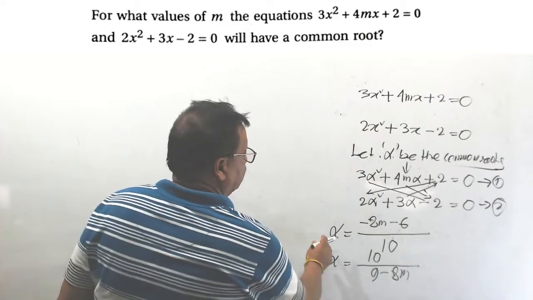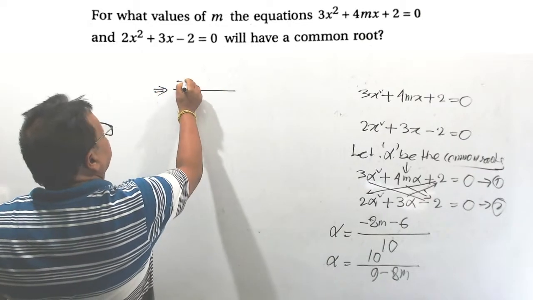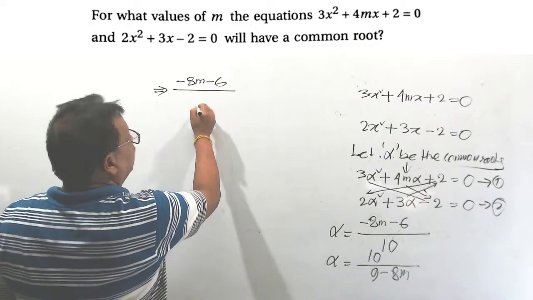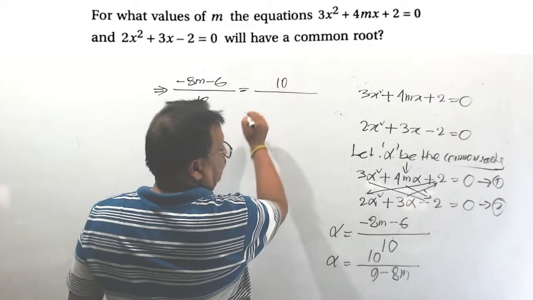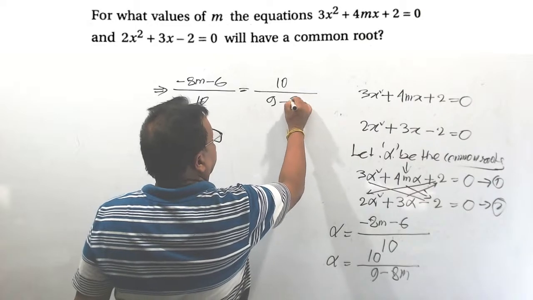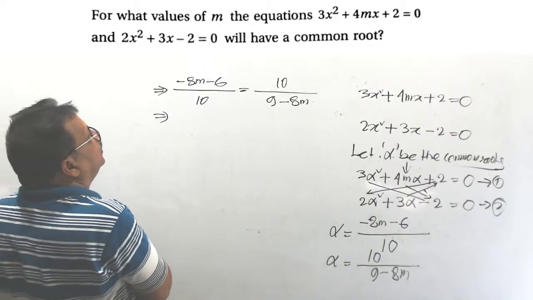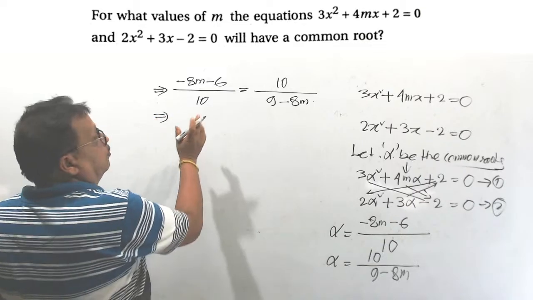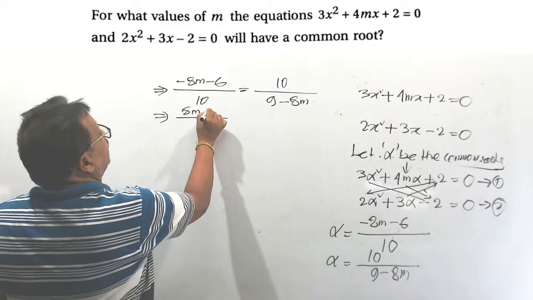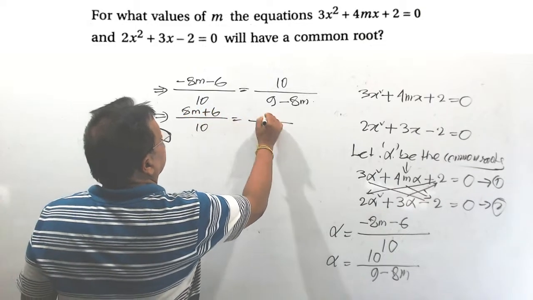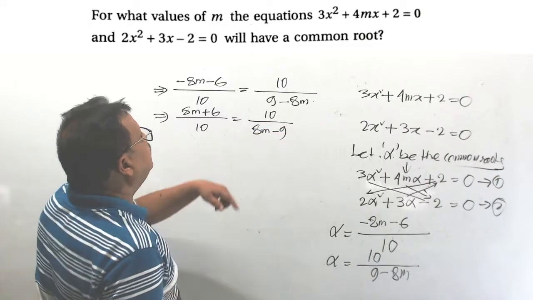Okay? Now this equal to this. This implies what? Minus 8m minus 6 by 10 equals to what? 10 divided by 9 minus 8m. Understood? Multiply both sides by minus 1. It will be better for calculation. It is 8m plus 6 by 10 is equal to 10 by 8m minus 9. Okay, multiplying both sides by minus 1.